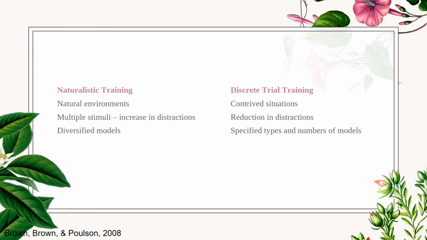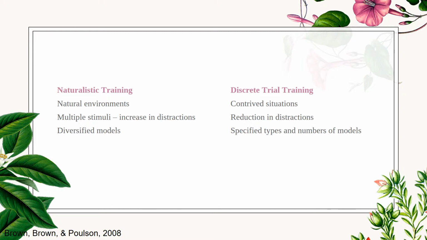As well, in naturalistic training, there are diversified models, and that kind of goes into the multiple stimuli. There's a lot to look at. There's a lot to imitate. So the child may not know what they're supposed to be imitating because there's so much going on. And there are also different people to imitate and behaviors to imitate. Are they supposed to imitate the talking that they're hearing or a behavior that they're seeing? Are they supposed to be imitating the other children that they see or the adults?